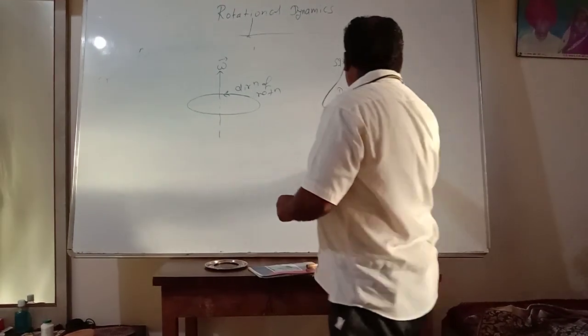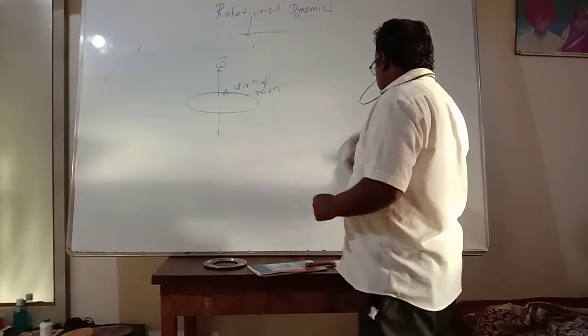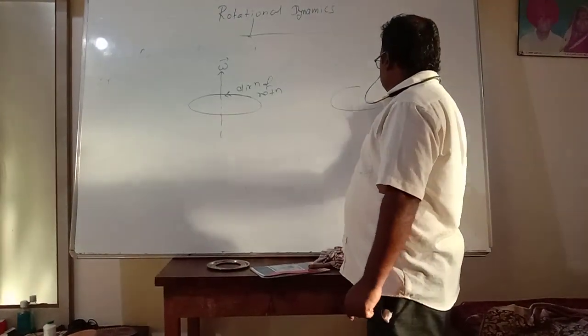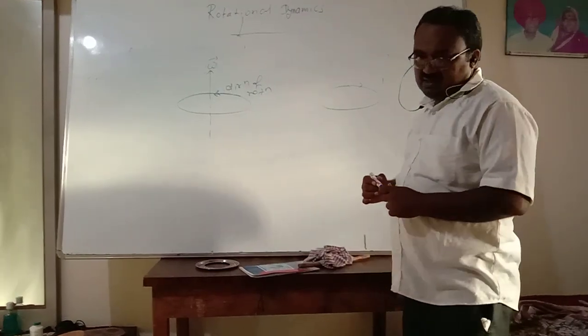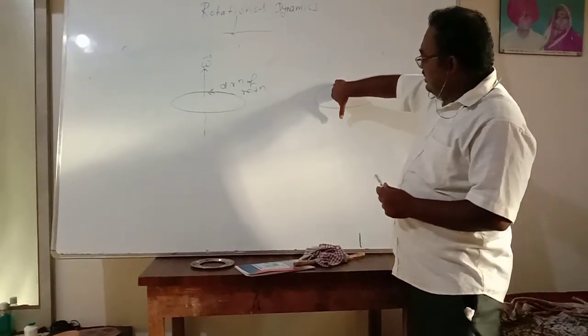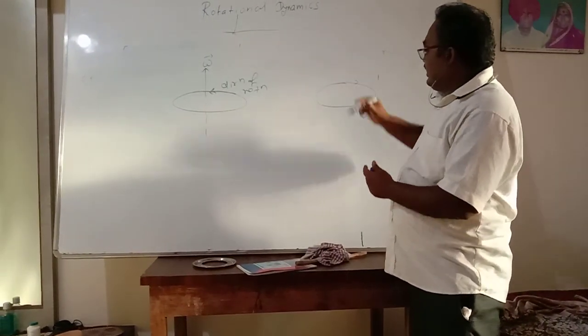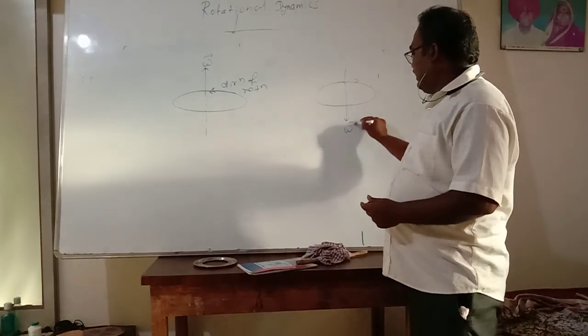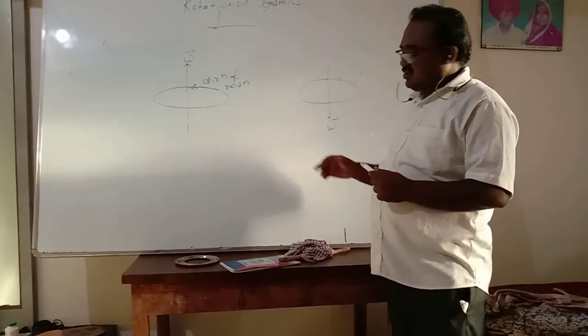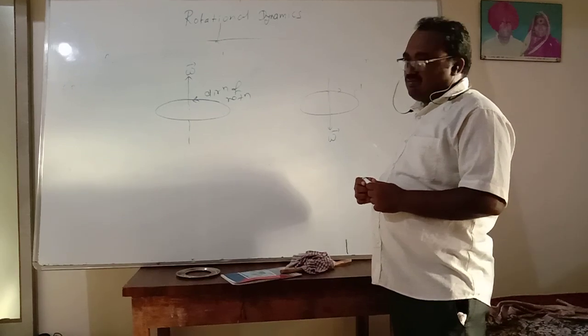Now if the particle is rotating in clockwise direction, then the stretch thumb is in the downward direction, so the direction of angular velocity is in the downward direction.